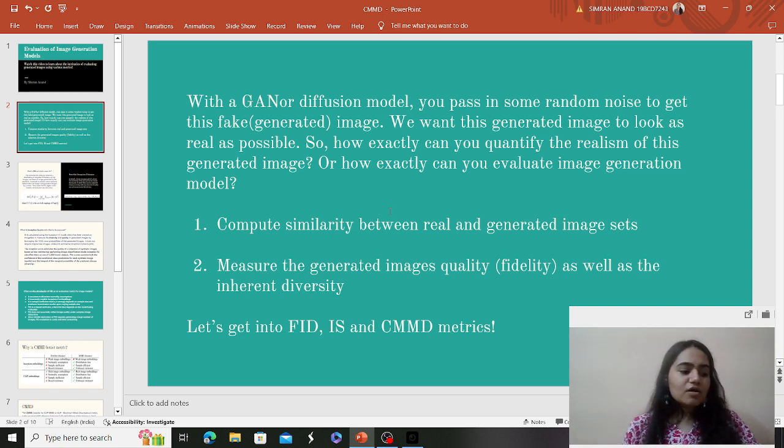When you talk about diffusion models, like stable diffusion, the stable diffusion model. And then if you want a model to evaluate or to find the similarity between text and image pairs, then you use the CLIP model. So all these models have gained a lot of prominence recently. So how do you evaluate such models is the main idea here.